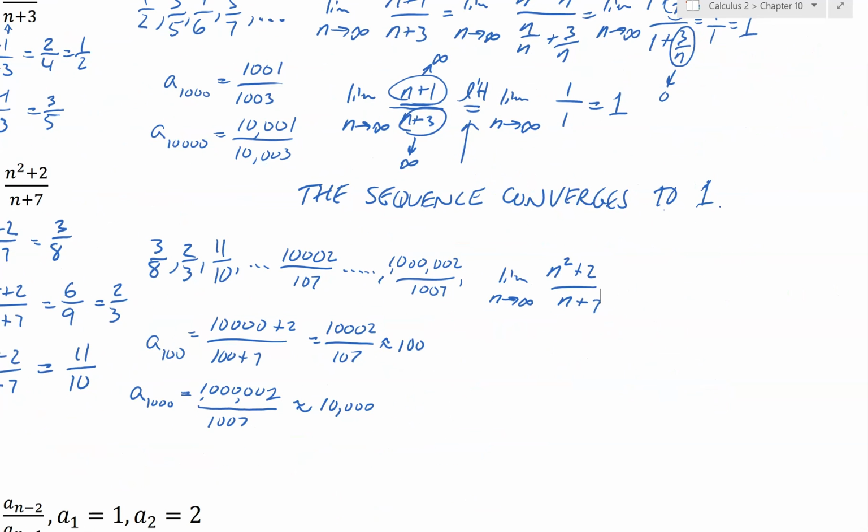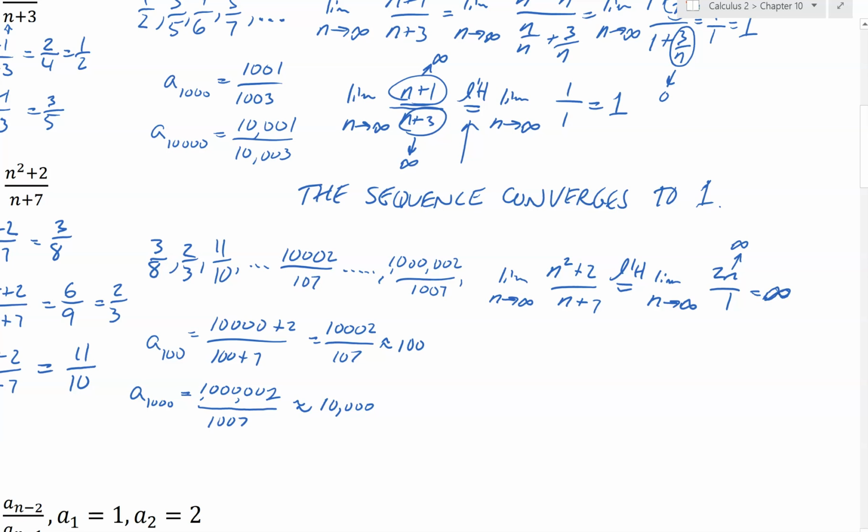Again, there are a couple of ways you can evaluate this. We can evaluate this limit using L'Hopital's rule, because both the numerator and the denominator are approaching infinity. So we would get the limit as n approaches infinity of 2n over 1. And as n approaches infinity, the whole fraction is going to approach infinity. So we say the limit does not exist because it's infinite, okay?